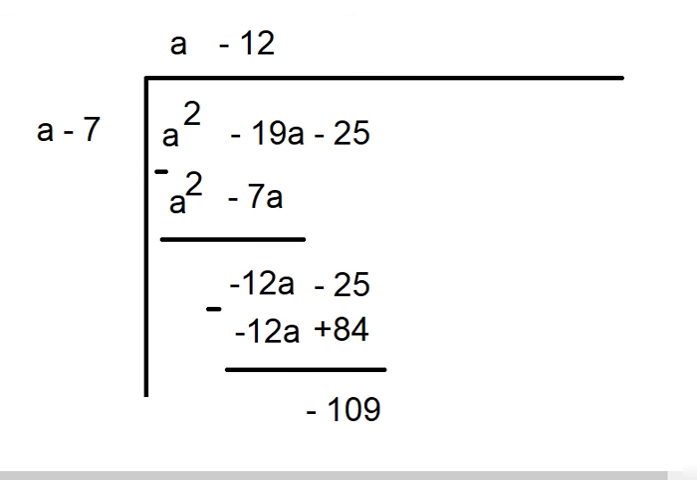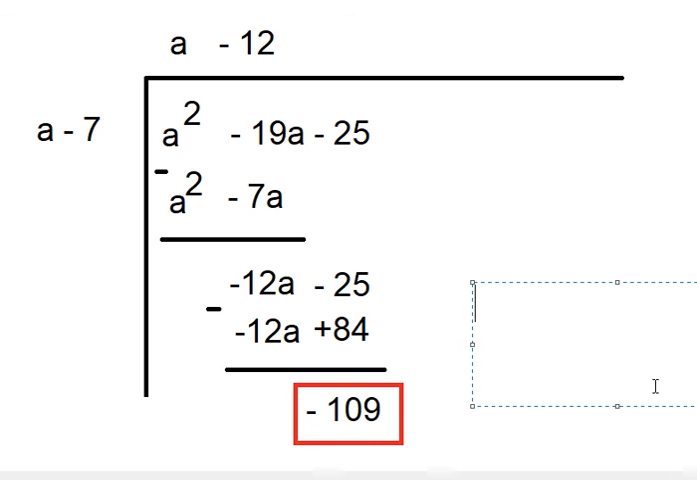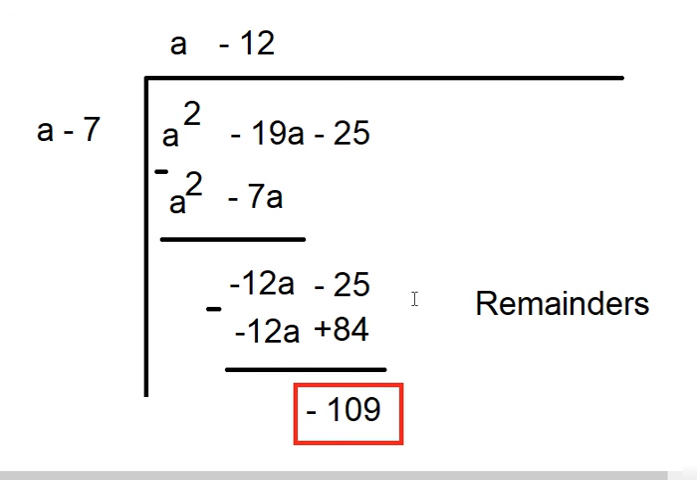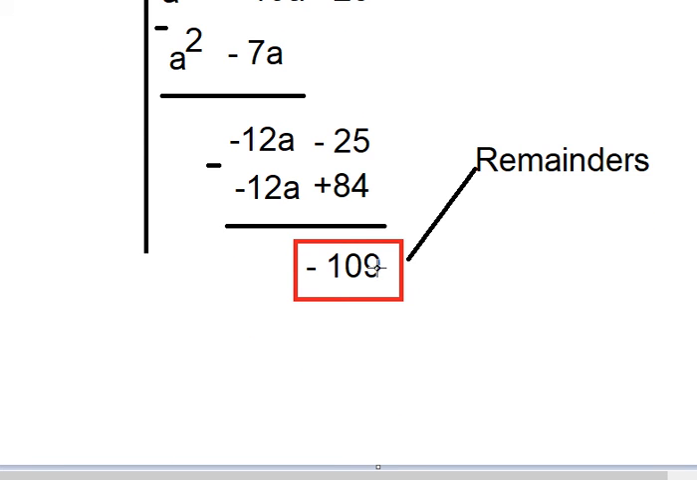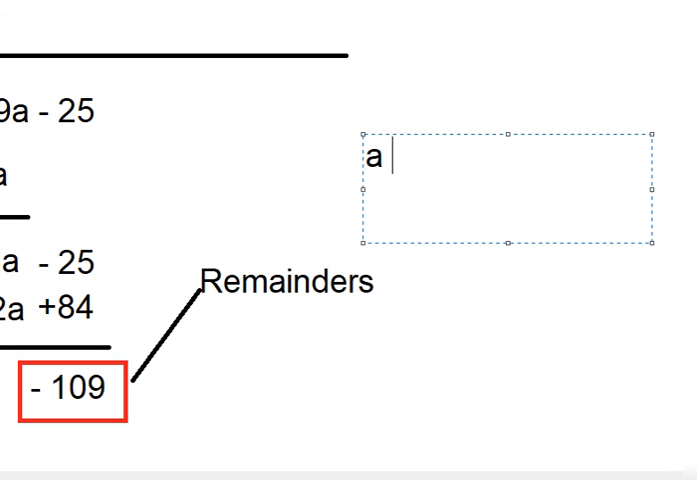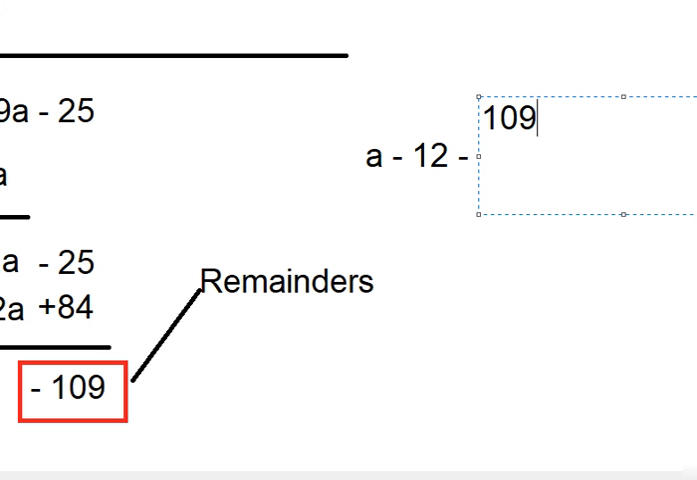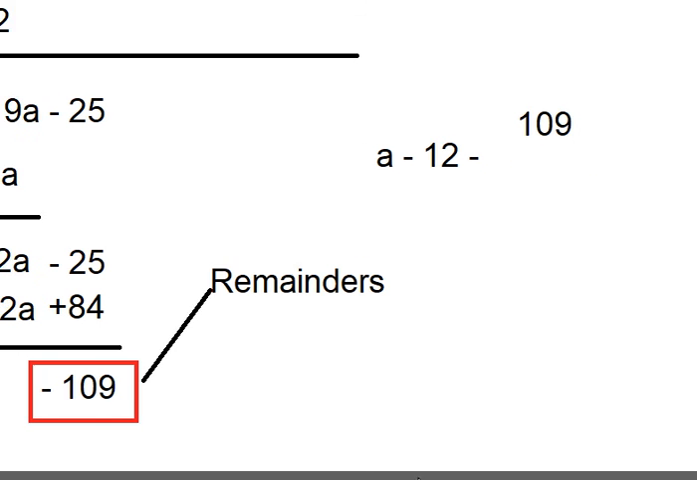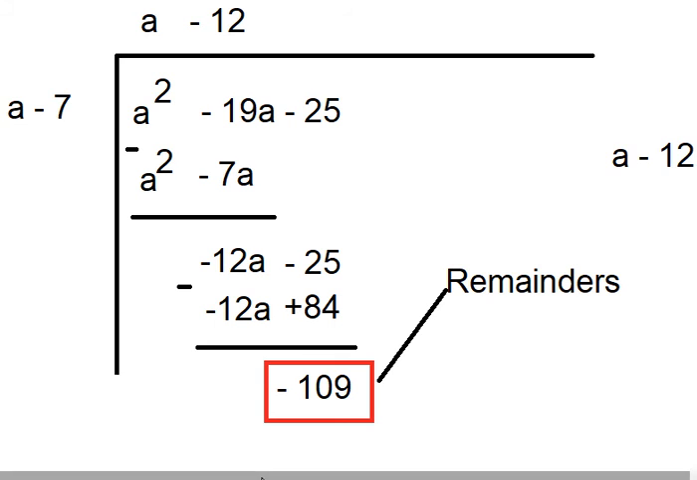So this number in here, we call it the remainder. So we will have the formula to get the result in here. We have a minus 12, so we put it in here, and we have the remainder, that's negative 109. This number cannot divide anymore, so we put it over a minus 7.